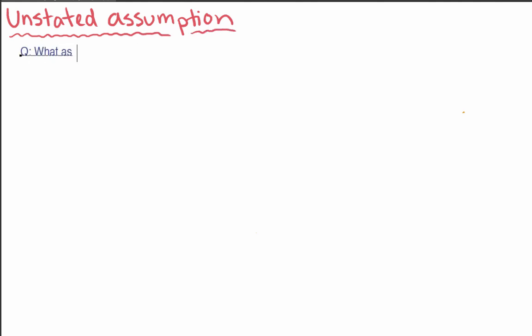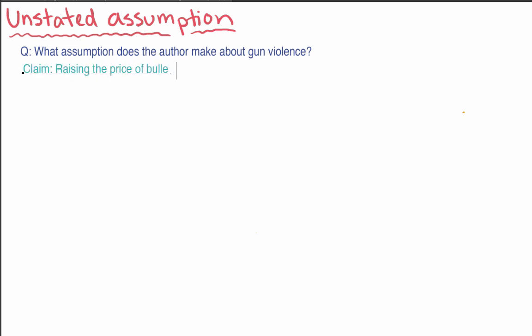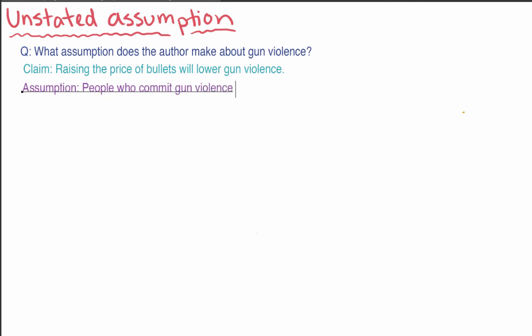Sometimes a question will ask you to identify an unstated assumption that the author is making, such as, what assumption does the author make about gun violence? For example, if a passage claims raising the price of bullets will lower gun violence, a key assumption implied by that statement is that people who commit gun violence aren't willing to buy bullets at a higher price.